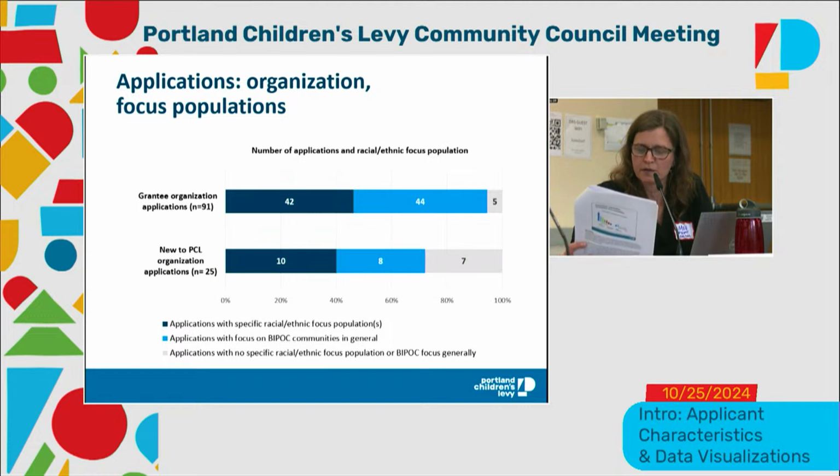And the gray bar is the number of applications that did not indicate a specific racial and ethnic population that they would serve or that they were serving Black, Indigenous, or children of color generally. In this graph, each application is counted only once. For example, the dark blue bars tell us that there were 42 applications from organizations that had levy funds and wanted us to continue funding them or fund a new program that proposed to serve one or more racial and ethnic focus populations, and that there were 10 applications from organizations that were not currently funded by the levy and proposed to serve specific racial and ethnic focus populations.